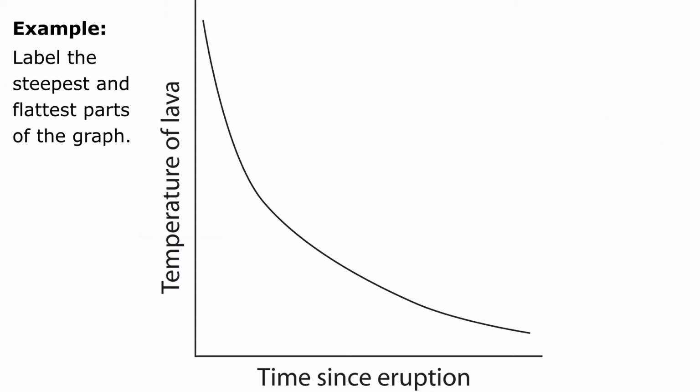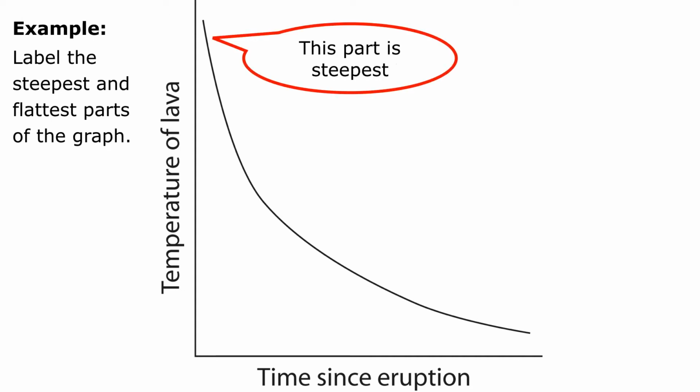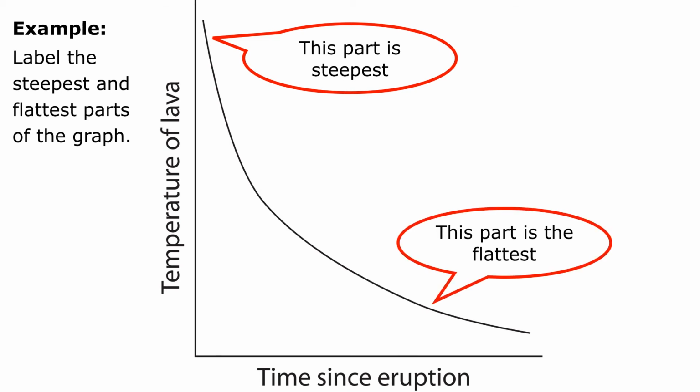So if we have a look at this graph here, this is looking at the temperature of lava versus the time since an eruption. And what we want to do is label the steepest and flattest parts of the graph. So think about it in terms of you're going down the slide, which parts would you go fastest down? And that's the part up the top. So that part at the top is the steepest. Whereas, which is the flattest time? Where do you slow down if you're sliding down? That's going to be down the bottom. So the bottom part there is the flattest.